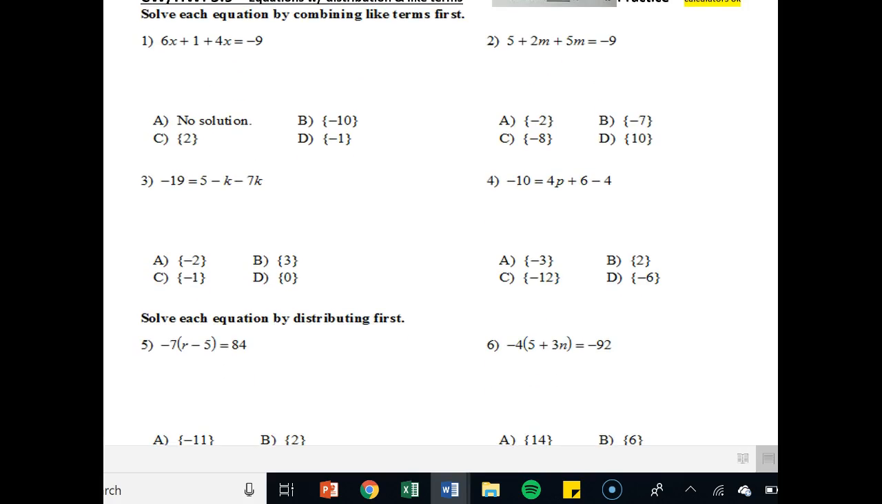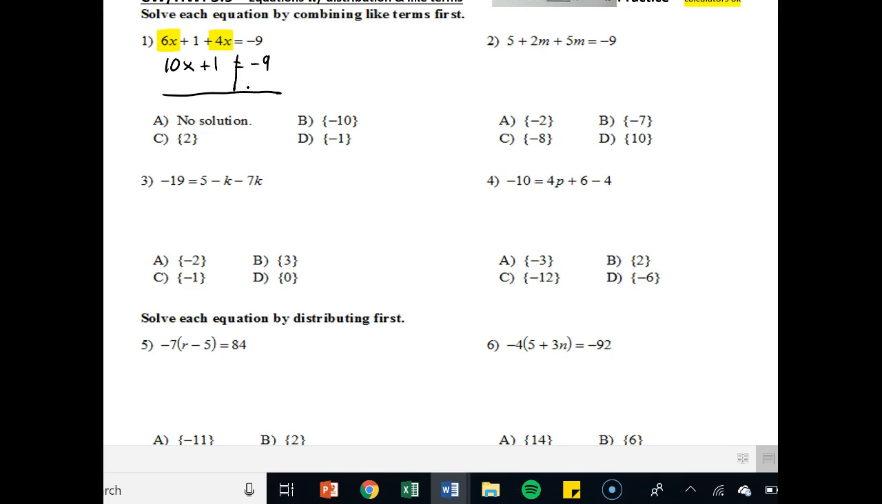So key thing to remember is that when we have variables on the same side of the equal sign, we can combine them. We can add them together before trying to do anything. So if we take a look at number 1, we've got 6x and 4x are like terms. Those can be combined to become 10x plus 1 equals negative 9. And now I have a simple two-step equation, right? Since they're on the same side, I can combine them. When they're on different sides, I had to move them by using inverse operations.